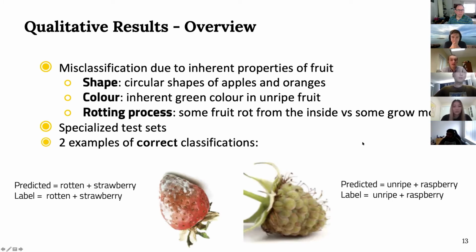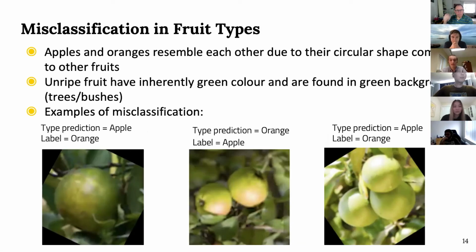So the first qualitative result relates to the type prediction, and more specifically to the shape of certain fruits and the inherent green color of unripe fruits in their background. As shown in the confusion matrix, the model will sometimes misclassify apples and oranges. We think this is due to the similar circular shape compared to other fruits. We hypothesize that the model may be learning from the background of the images, for example, with unripe fruits that are usually green on top of a green background. Here are certain misclassification examples that demonstrate the similarity in shape between apples and oranges.